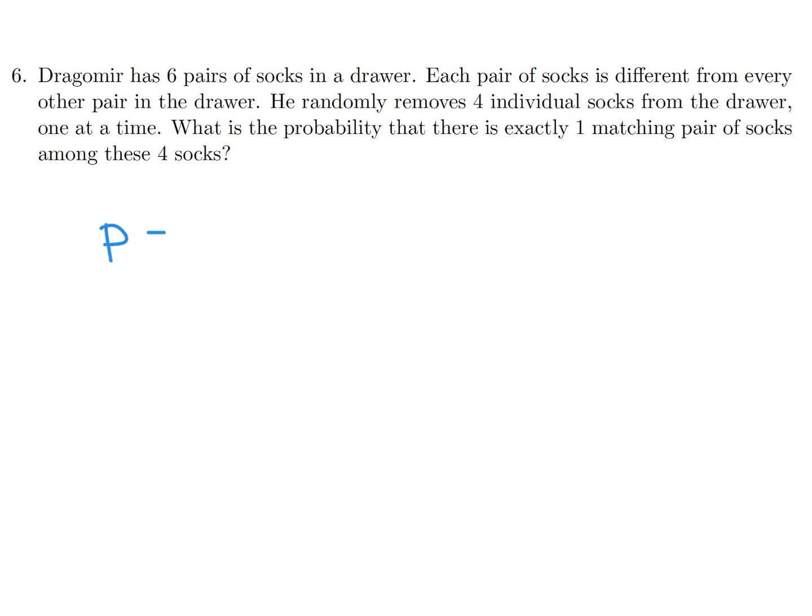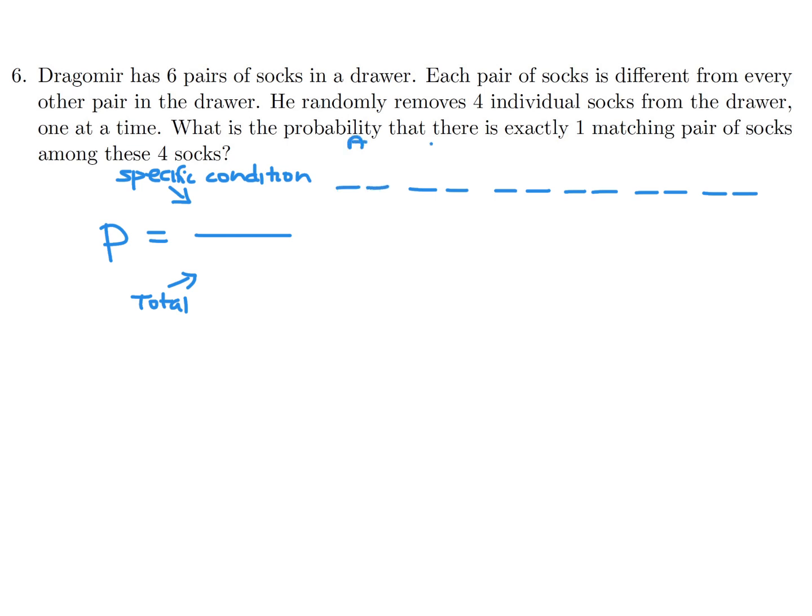So probability questions, almost always they're a fraction. This is the total, and this is our specific condition. Okay, so the total, let's do that first. So there's 6 pairs. Let's put those 6 pairs there, and I'll just call this A, B, C, D, E, and F. So we have sock A1, sock A2, sock B1, sock B2, and so on, right? Because there's 6 pairs, that means there's 12 socks.